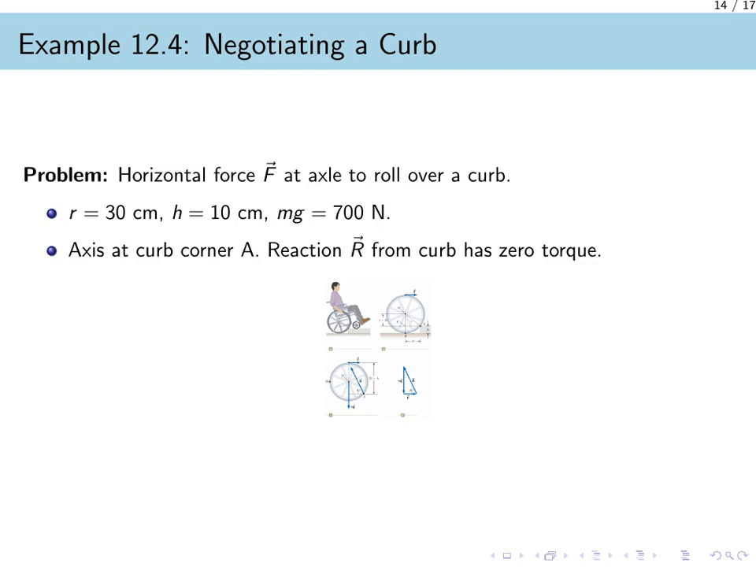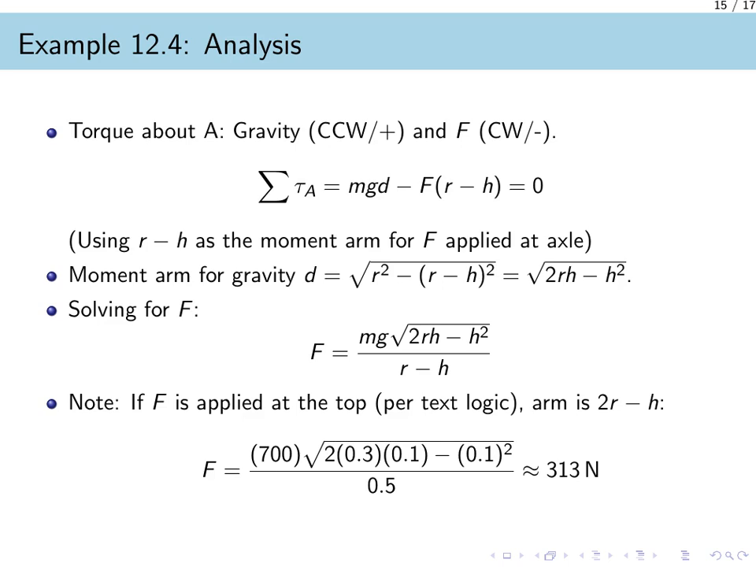By choosing the curb corner as our axis, we can find the required force by focusing only on the torques from our push and from gravity. To find the minimum force needed to get over the curb, we apply the second condition for static equilibrium, which states that the net torque about any point must be 0. We choose our pivot point to be A, where the wheel contacts the curb. This is a strategic choice because the force from the curb acts at this point, creating 0 torque and simplifying our equation. The two remaining torques must balance each other.